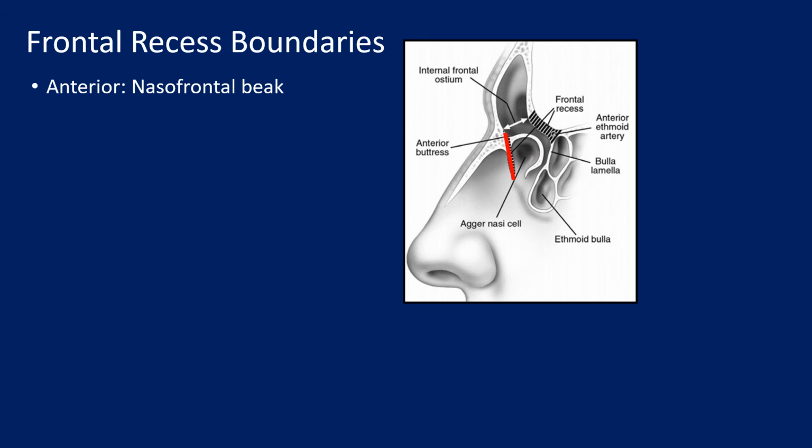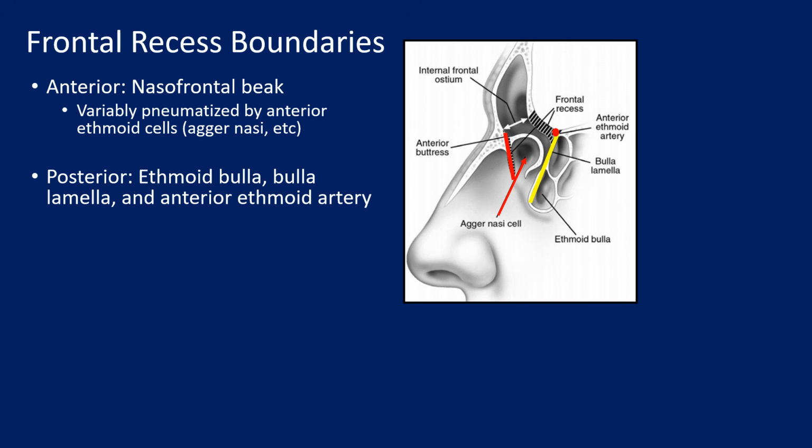Anteriorly, you have the nasofrontal beak, which is variably pneumatized by anterior ethmoid cells. Here's an example of a large agger cell. Posteriorly, you have the ethmoid bulla, could have a lamella, or it could be totally pneumatized to the skull base. Anterior ethmoid artery can be a boundary. It's kind of variable and sometimes difficult to identify, so I don't think it's as helpful. And then, of course, posterior superiorly, you have the skull base. Again, it's all anterior to the bulla, and, well, actually anterior to the middle turbinate too, but that's not shown in this picture.